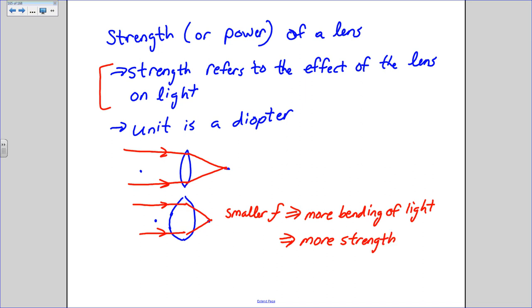So if I were to set up a relationship between F and the focal length, if my focal length increases, what's going to happen to the strength of my lens? My focal length goes up, what's going to happen to the strength of the lens? Is it going to go up or down? It's going to go down. So as my focal length gets bigger, the strength of the lens is going to get smaller. So there's an inverse relationship between S and the focal length.